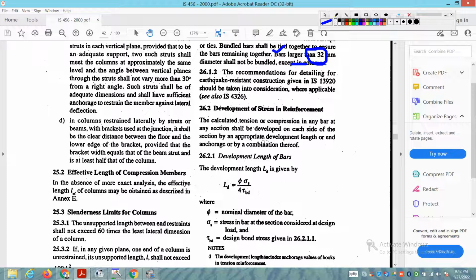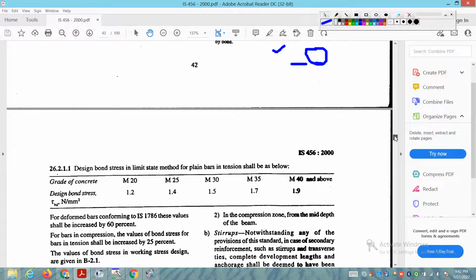Then you will learn one by one. There is development length, calculation of development length, what should be the formula. So this is as per clause 26.2.1, right? See here, design bond stress in limit state method for plain bars in tension shall be as below. So this is tau BD value.